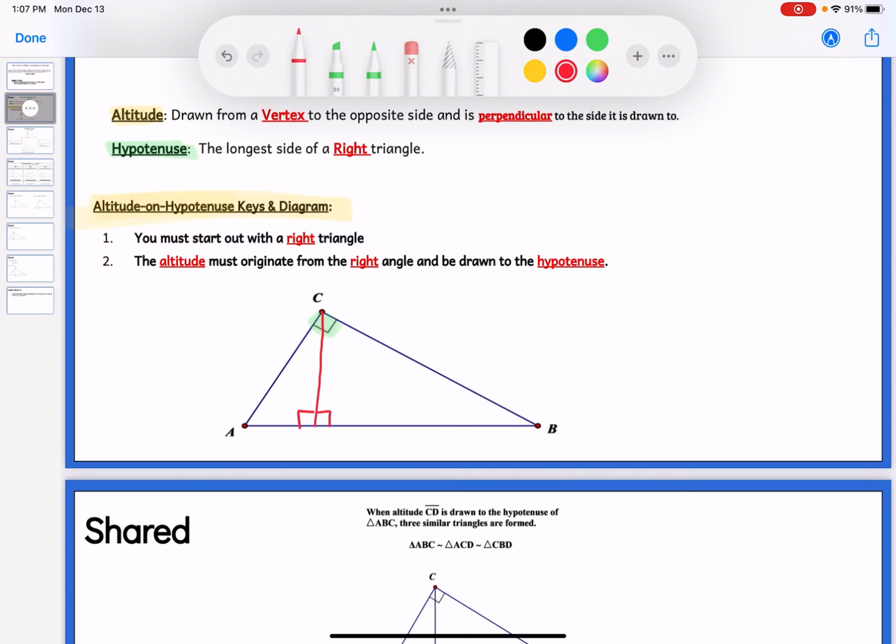Again, an altitude makes right angles with that opposite side. So the altitude must originate from the right angle and be drawn to the hypotenuse. You're going to have your right angles down here. That altitude is going to connect to the hypotenuse, the side across from the right angle. Notice when you look at this picture, I really have two different sets of right angles. The original green one up here from our right triangle to start with, and then the new right angles down at the bottom when I draw it to the hypotenuse. That's what your picture has to look like if you are going to use this new theorem that I'm going to show you in a minute.